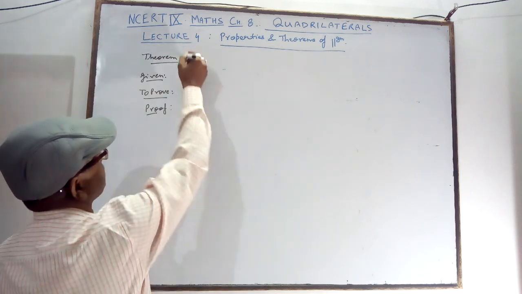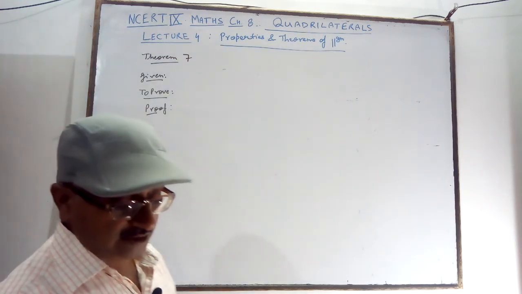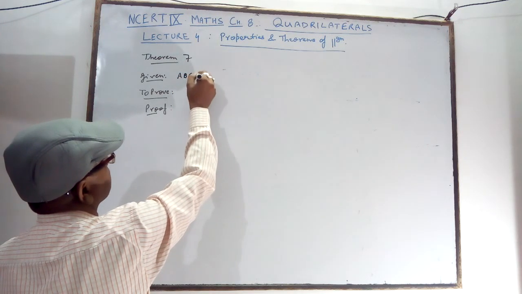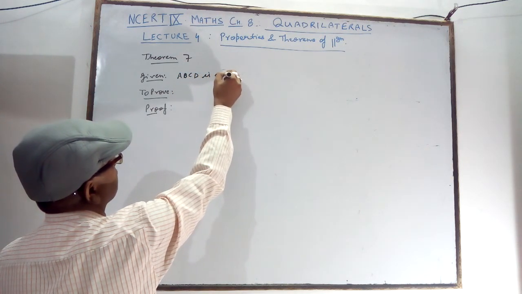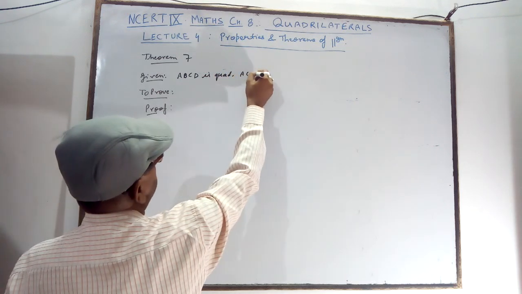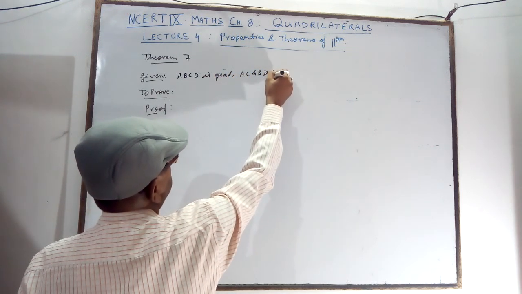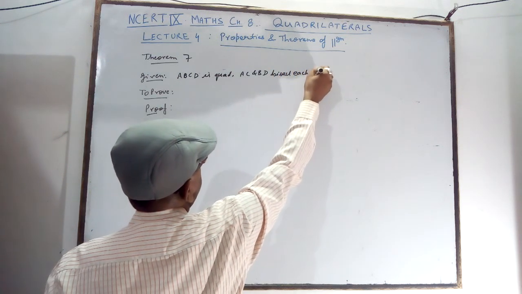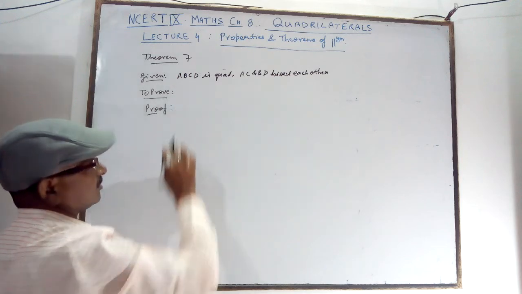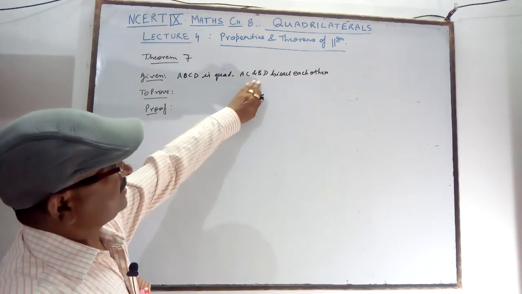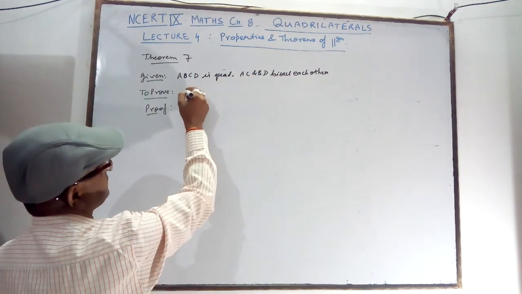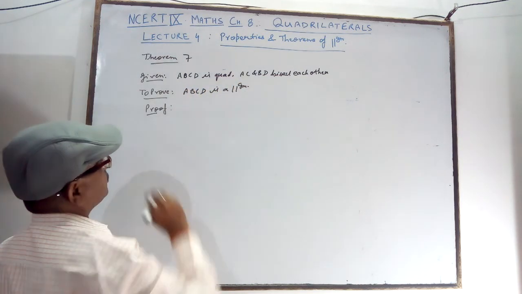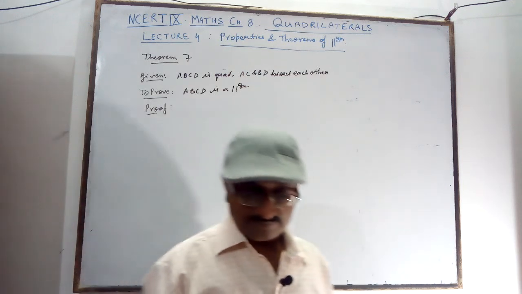Theorem number 7. Diagonals of a quadrilateral. ABCD is a quadrilateral. AC and BD bisect each other, it is given. Here a quadrilateral is given and the diagonals bisect each other. Then you want to prove ABCD is a parallelogram.